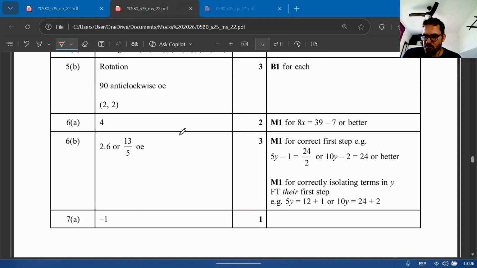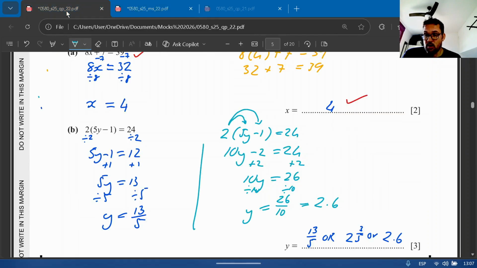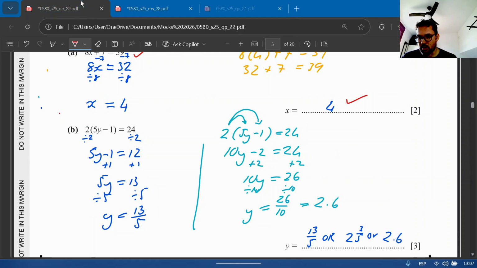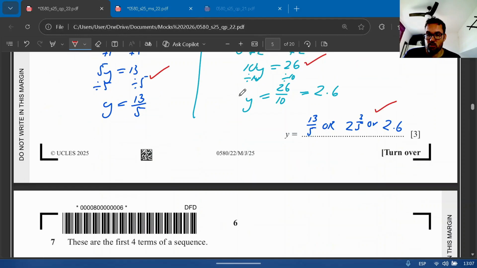They're all correct. Okay, so they say 2.6 or 13 over 5 or equivalent. So, yes, to get your marks here, you can write any one of these. So 2 and 3/5 is equivalent, right? Marks given here for the first correct step is either dividing the 2 or expanding the brackets. Okay, so basically you'll get a mark here for dividing 2 or for correctly expanding the brackets, then another mark for isolating the y, and then a mark for the correct answer. So show your working out. That is the moral of the story.